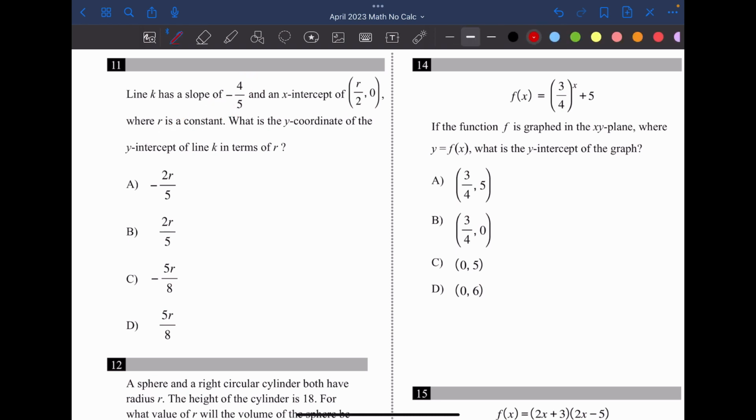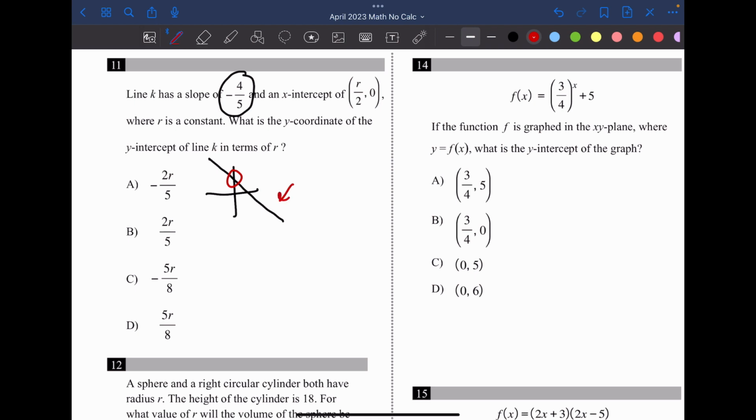So first, let's kind of visualize this. I'm going to draw a small graph. We would have something that looks like this, and then since the slope is -4/5, it would be going downwards, something like that, and then we would need to find where the y-intercept is. So that's basically it. First, we have to know what the equation of the line is.